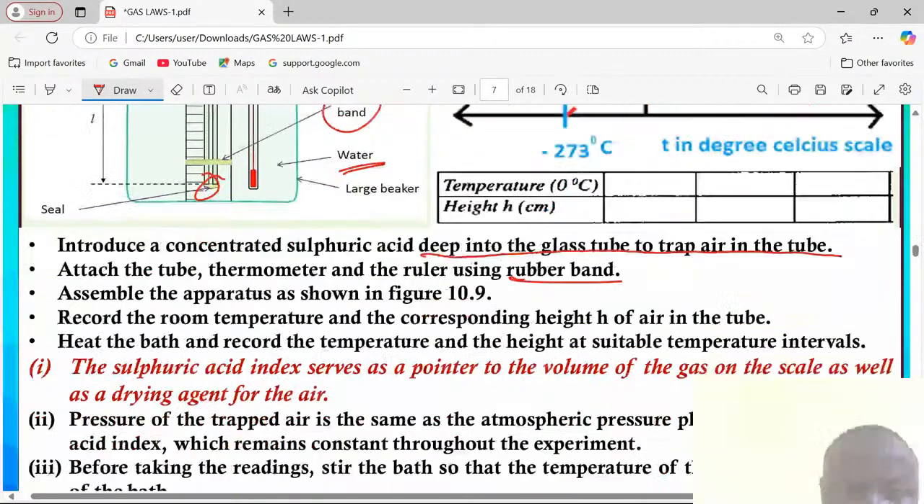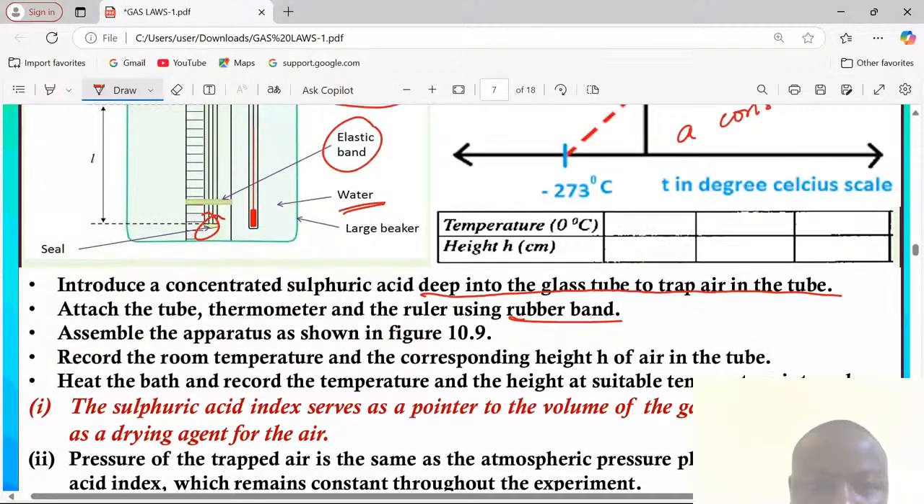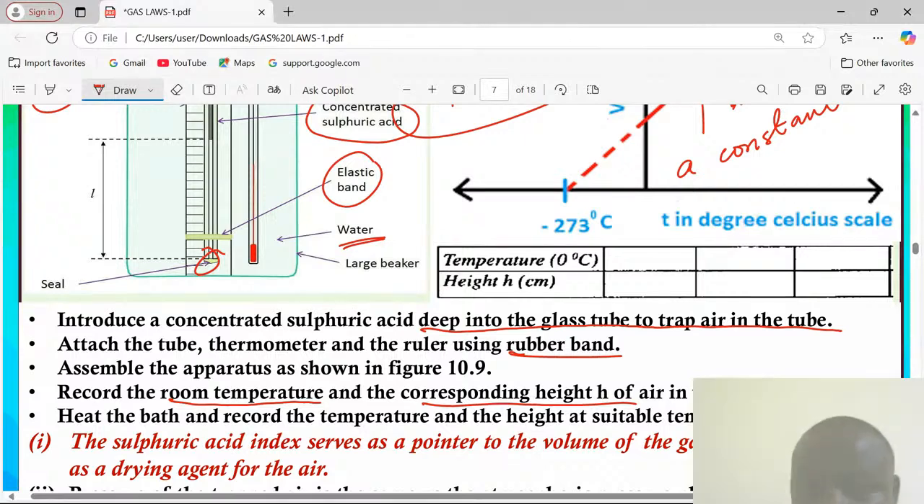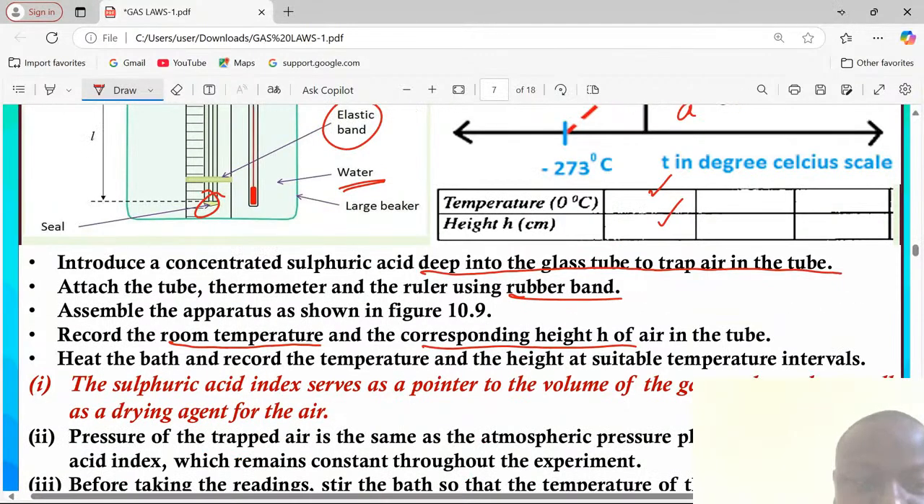Then after that, you record the room temperature and the corresponding height of air. Those are the initial values. You start with room temperature and the corresponding height, so that after heating, you consider the change in temperature after a given time. You record the new temperature, then the new column of air.